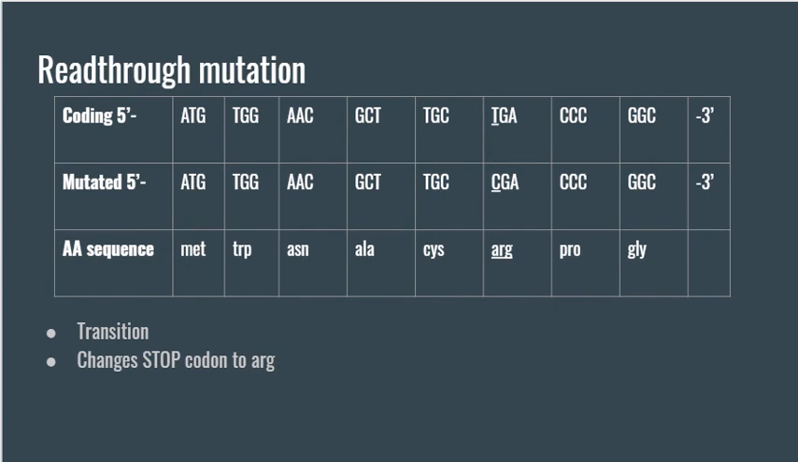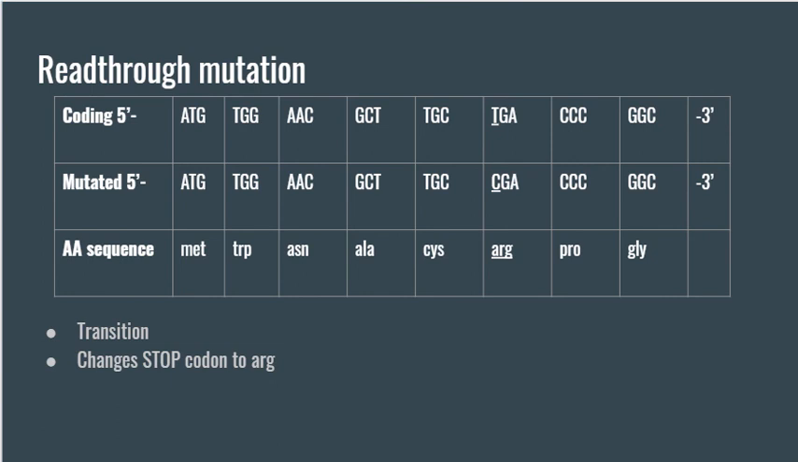Lastly, we have an example of a read-through mutation. Read-through mutations change stop codons into another amino acid, causing the protein to continue being translated when it would have been stopped before. In this example, the normal DNA sequence has a sixth codon that reads TGA in the coding strand, or UGA in the mRNA strand, which is a stop codon.